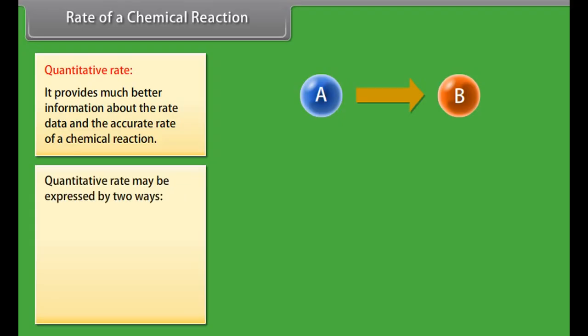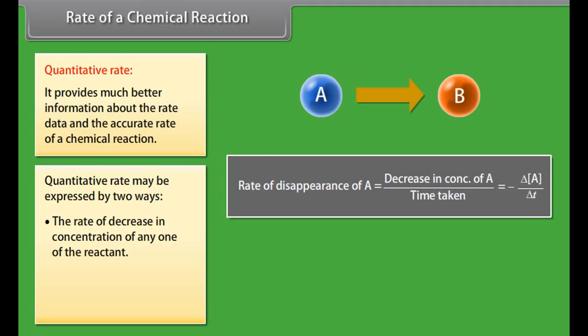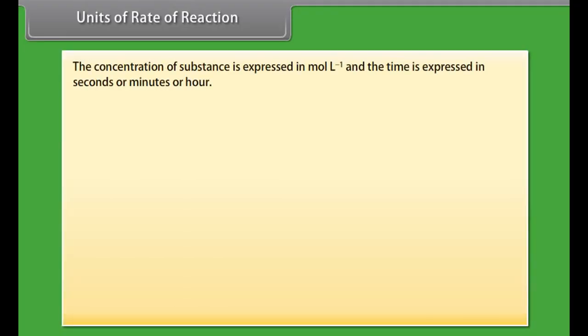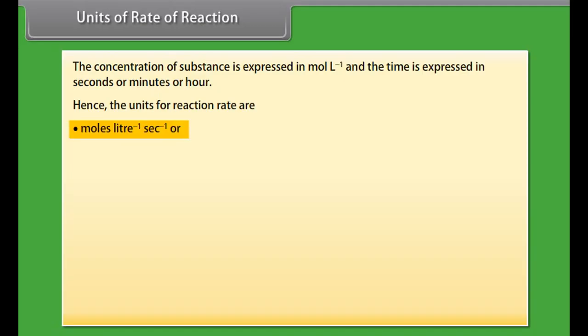Quantitative rate may be expressed in two ways: the rate of decrease in concentration of any one of the reactants, or the rate of increase in concentration of any one of the products. Units of rate of reaction. The concentration of substance is expressed in mole per liter and the time is expressed in seconds or minutes or hours. Hence, the units for reaction rate are moles per liter per second, or moles per liter per minute, or moles per liter per hour.